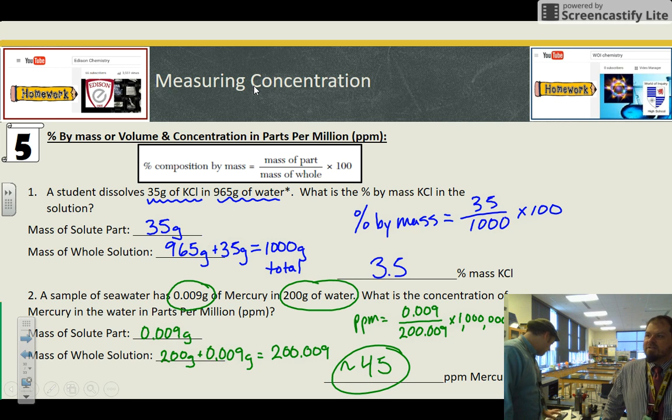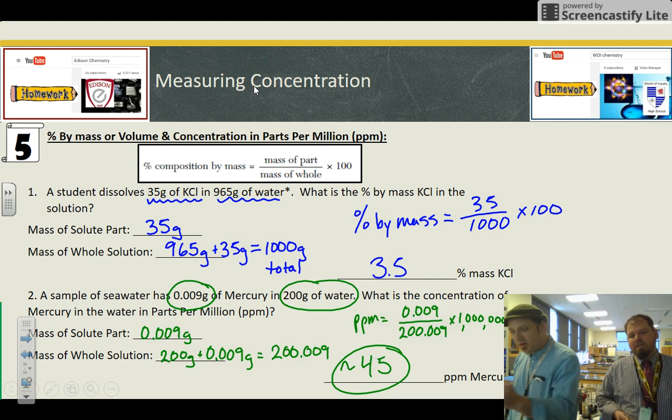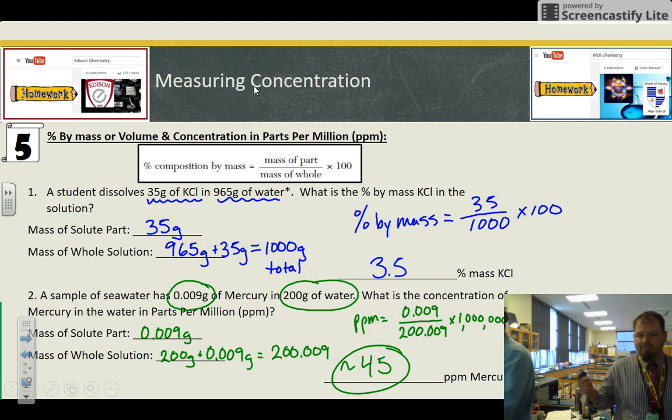That's why we have to use something different. If I were to try to turn 0.009 grams of mercury into moles of mercury and divide it by liters of water, this number would be so small, it would be hard to write. We'd have to use scientific notation. So this is the way to do it.